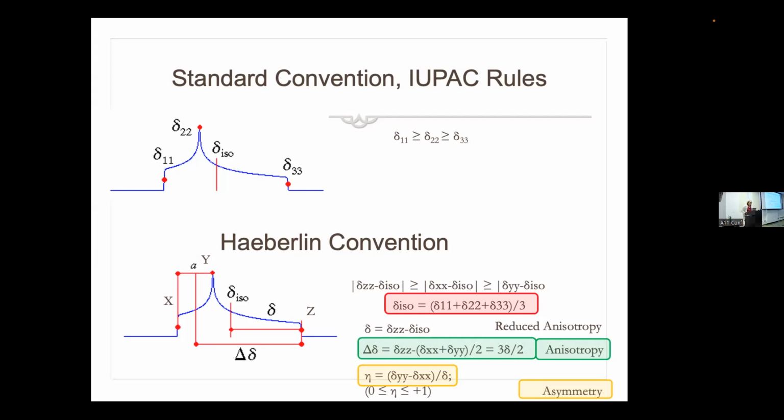How do you see terms like span and skew? Yes, span will correspond to, I think, a scaled version of the anisotropy, and I have to double check to know what's the factor. And skew is another expression for the asymmetry. Let me double check so I don't put something incorrect out there.